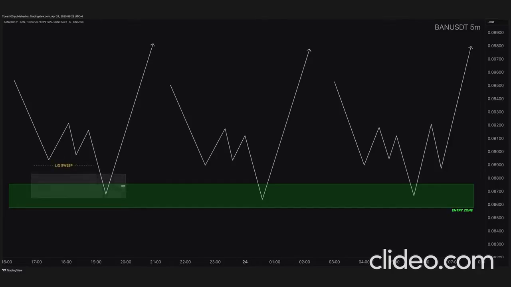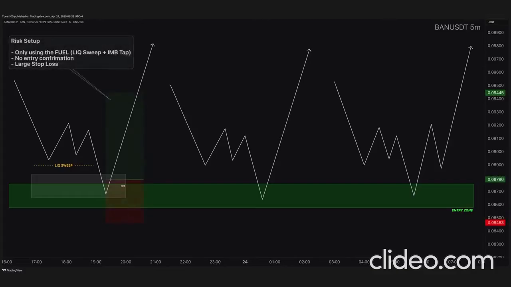You notice the inner liquidity sweep with imbalance tap. Now we know that this price is filled up here. I may jump to trade here with a very large stop loss or even building a yo-yo based cost average setup. Remember, this is the riskier way to trade because we have no confirmation at all here. Large stop loss or cost averaging is essential here.